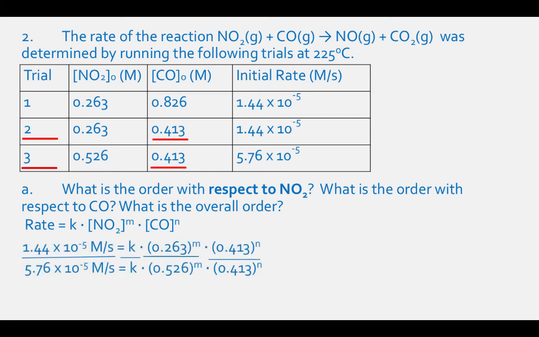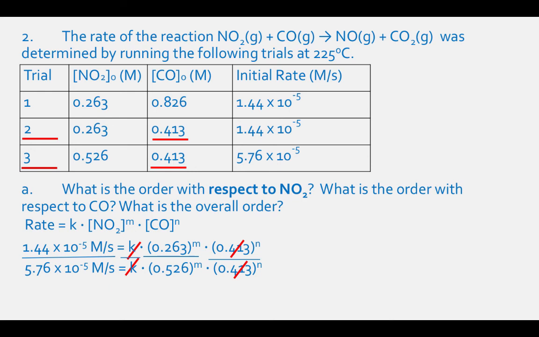Then take one rate equation divided by the other rate equation. We will then have 1.44 times 10 to the negative 5 divided by 5.76 times 10 to the negative 5 equals K over K times 0.263 divided by 0.526 raised to the m power times 0.413 divided by 0.413 raised to the n power. We can eliminate the rate constant K and the concentration of CO because they will both cancel out from one equation divided by another. This is because the concentration of CO is unchanging in trials 2 and 3.